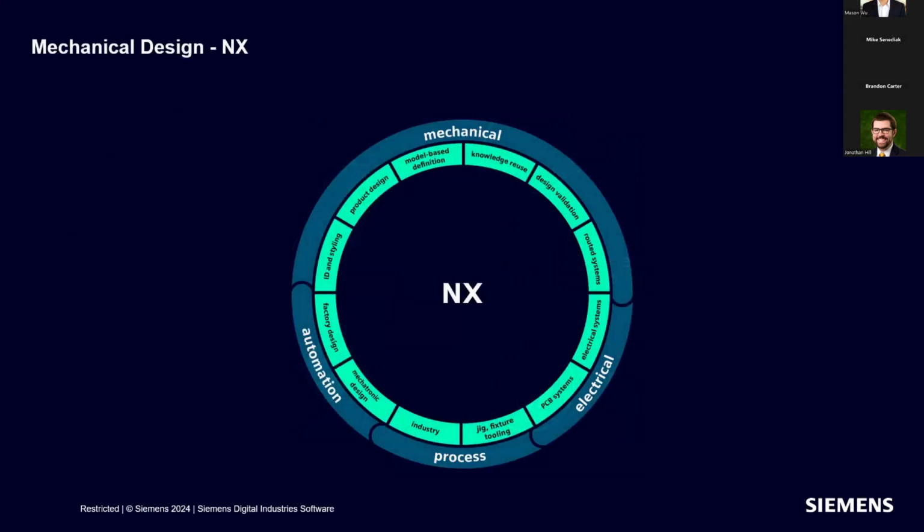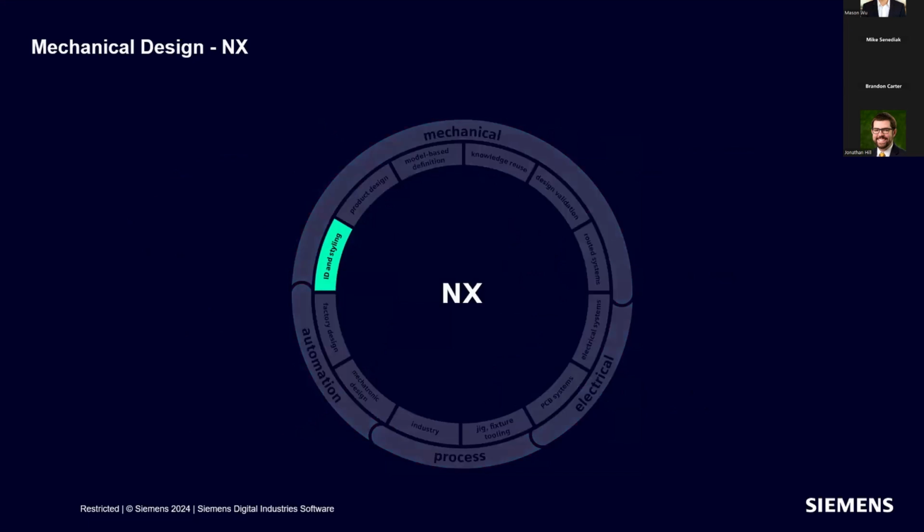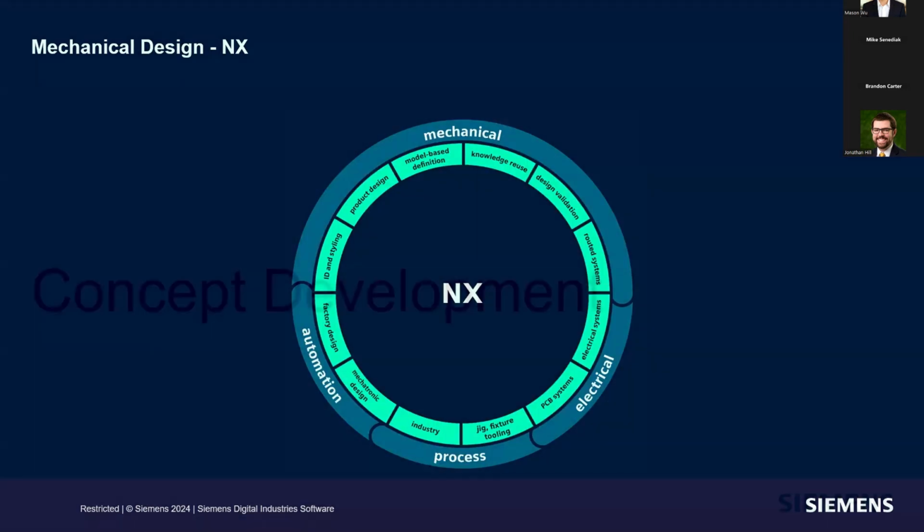And so where that comes together for us is NX, our flagship mechanical design product. And we'll be focusing in on the industrial design and styling, but know that it is a multidiscipline platform. So we do a lot of mechanical, but we also do things for electrical, for very industry specific applications, and then also a lot around industrial machinery. So the automation tools that NX has.